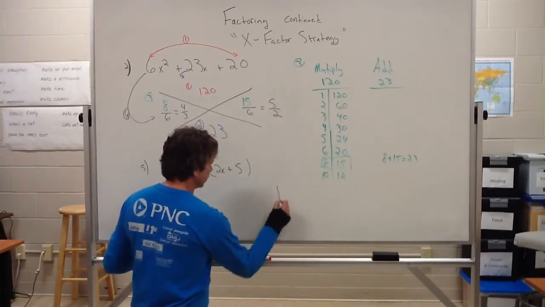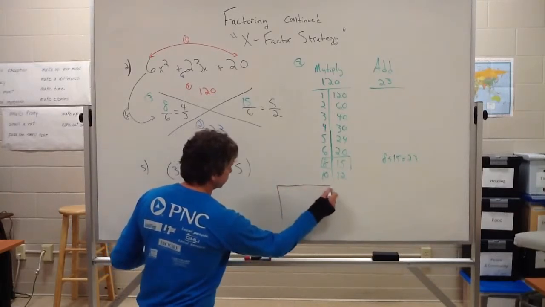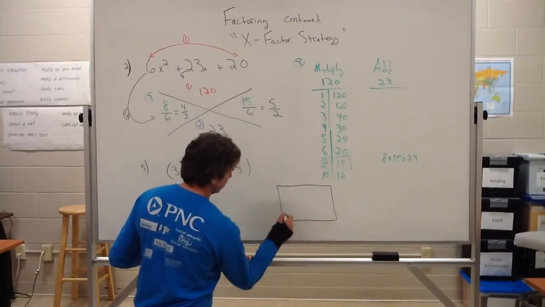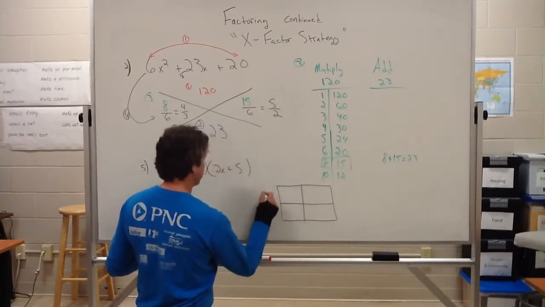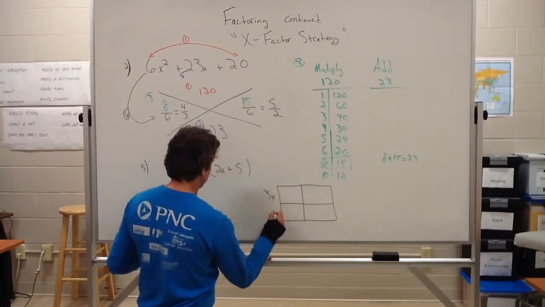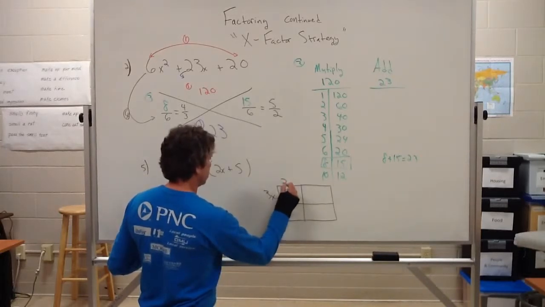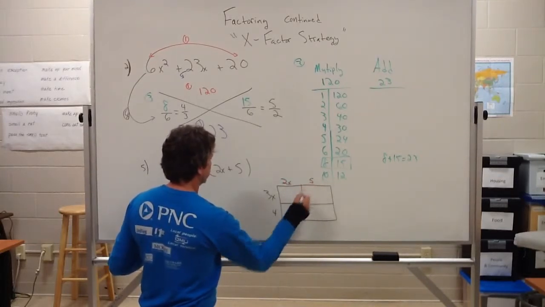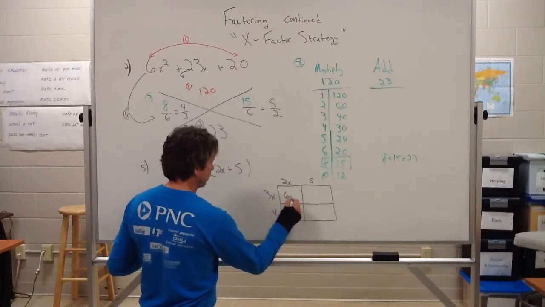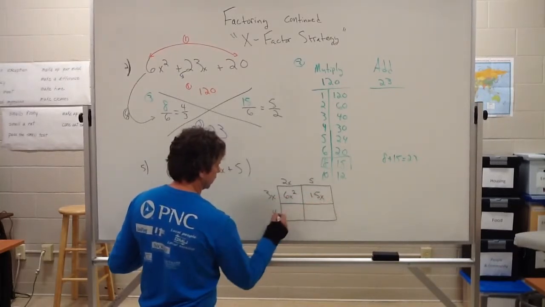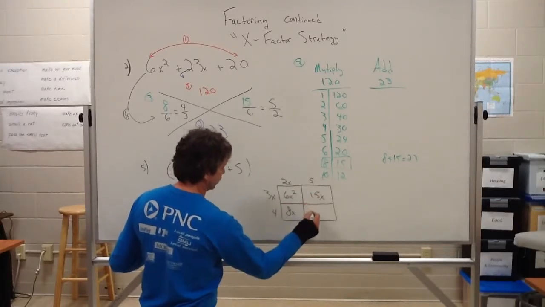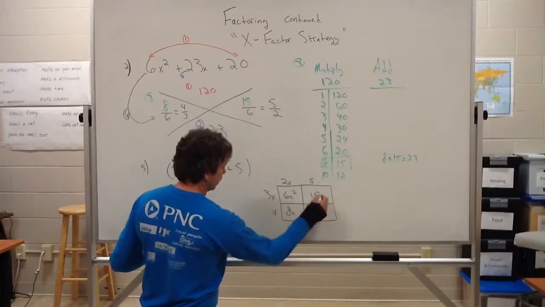If I want to check that, I can use my rectangular model to verify it. So we have a 3x and a 4, a 2x and a 5. 3x times 2x is 6x squared, 3x times 5 is 15x, 4 times 2x is 8x, and 4 times 5 would be 20. And these two terms do go together.